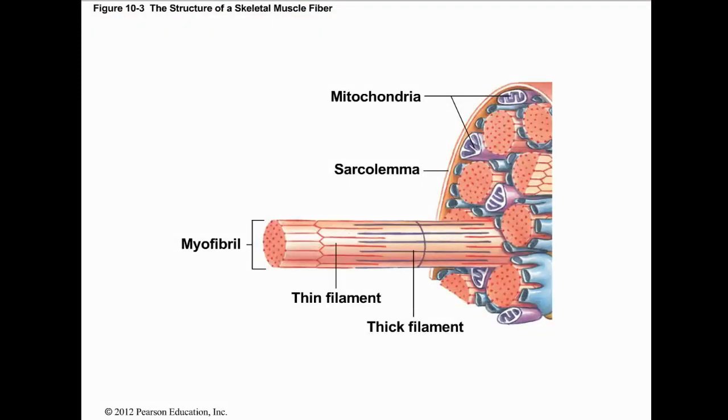So here we are looking at the skeletal muscle fiber. So the myofibril with the thin filaments and the thick filaments. The thin filaments are the red lines and the thick filaments are the dark purple lines. Within the cell, we've got the mitochondria and the sarcolemma, which is the cell membrane. So this is all one muscle fiber.